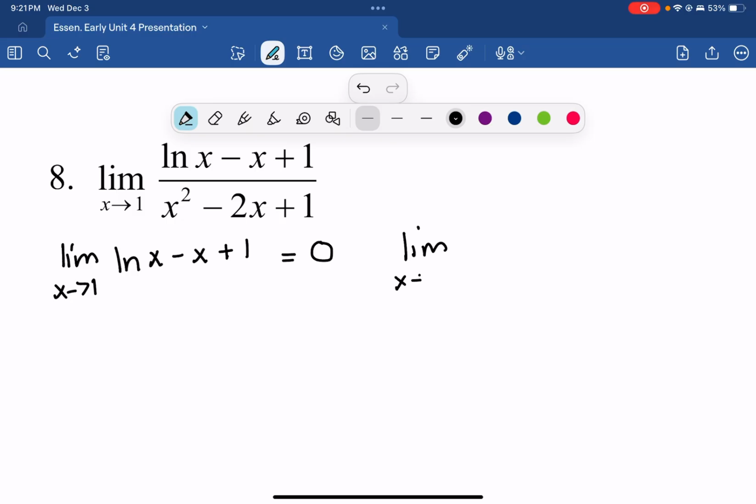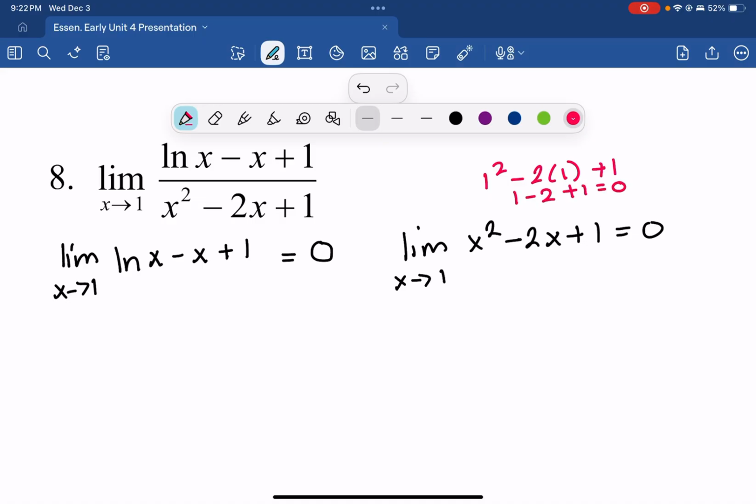Second one, the limit as x approaches 1 of x squared minus 2x plus 1. That also equals 0, because we get 1 squared minus 2 times 1 plus 1, so 1 minus 2 plus 1 equals 0. I'm going to show you on this one too. The natural log of 1 minus 1 plus 1 is 0. Okay, so now that we have that, we can use L'Hopital's rule.